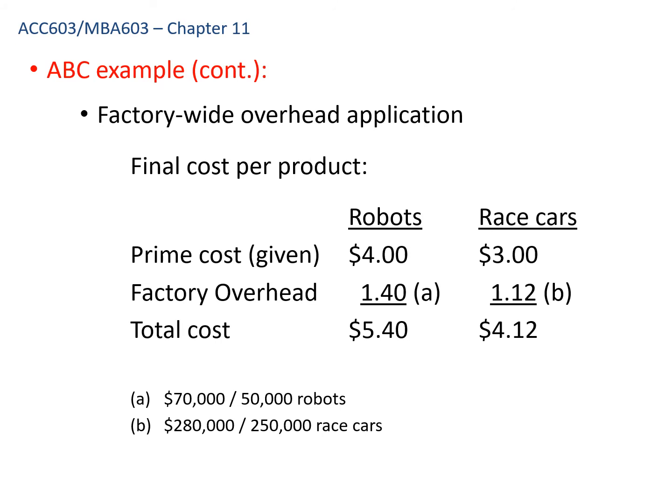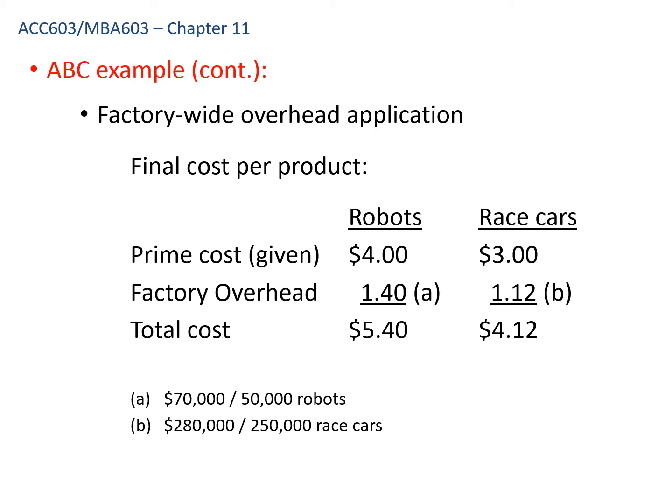So when I divide that out, I can figure out factory overhead per robot, factory overhead per race car. And I'm going to assume, I'm just throwing this in there, that the prime cost, the direct material and direct labor, is $4 for robots and $3 for race cars. So I have a total cost using factory-wide overhead application of $5.40 for robots, $4.12 for race cars.